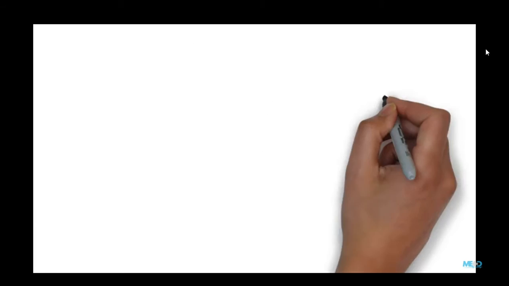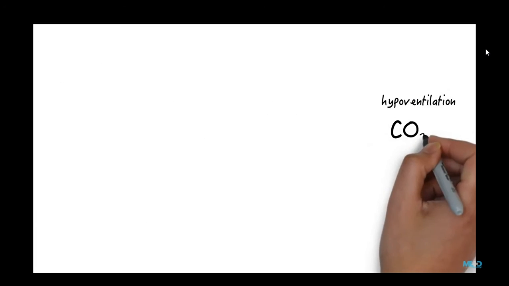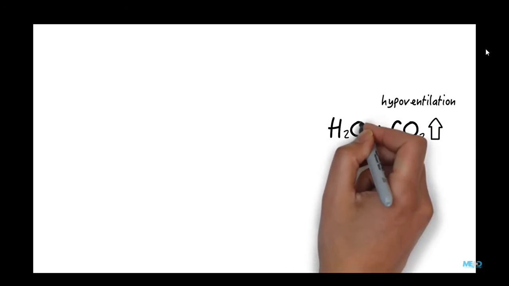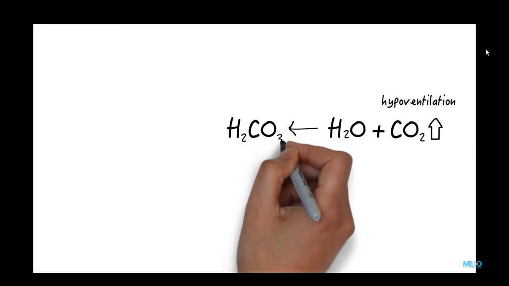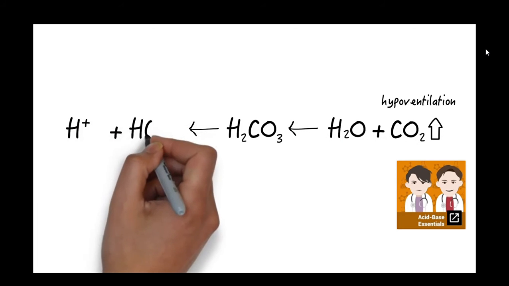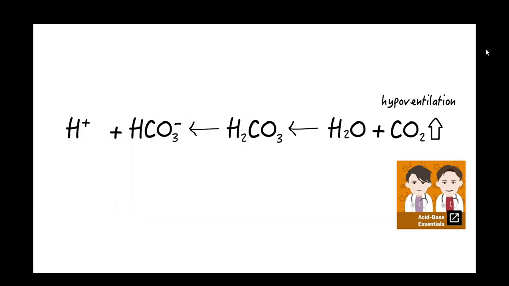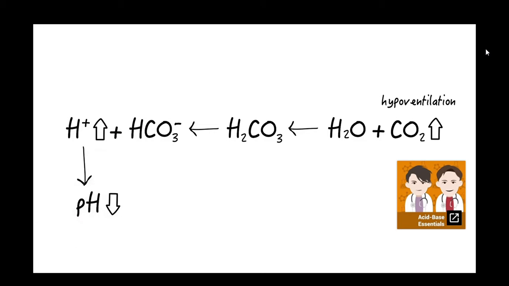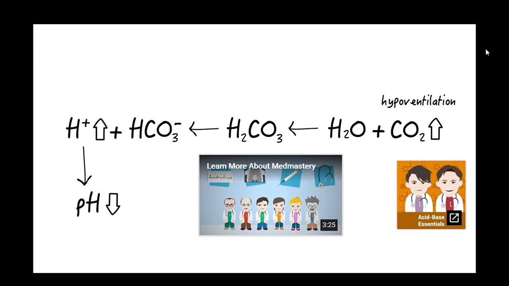So when the patient is hypoventilating, carbon dioxide is accumulating and combines with water to form carbonic acid, which then dissociates into hydrogen ions and bicarb. So hydrogen ions will go up in hypoventilation and the pH will consequently drop. You'll learn more about this equilibrium and the association between the respiratory and the metabolic system in the upcoming modules.